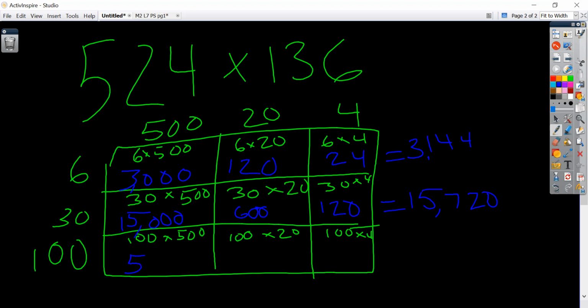1 times 5 is 5. 100 times hundreds will be tens of thousands. 100 times 2, 1,000. 52,400.